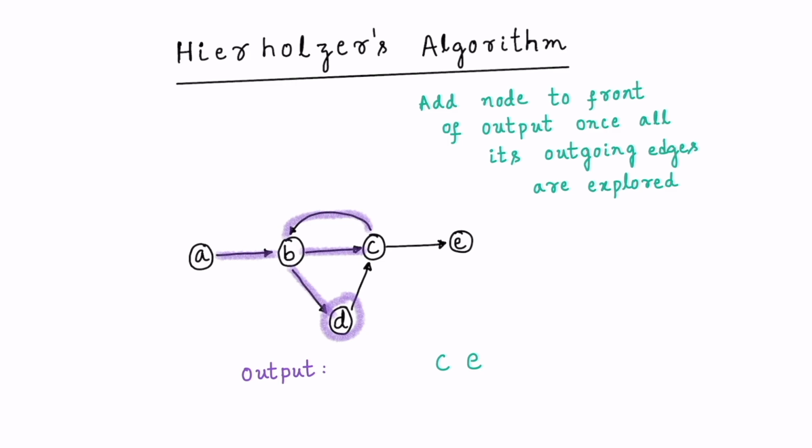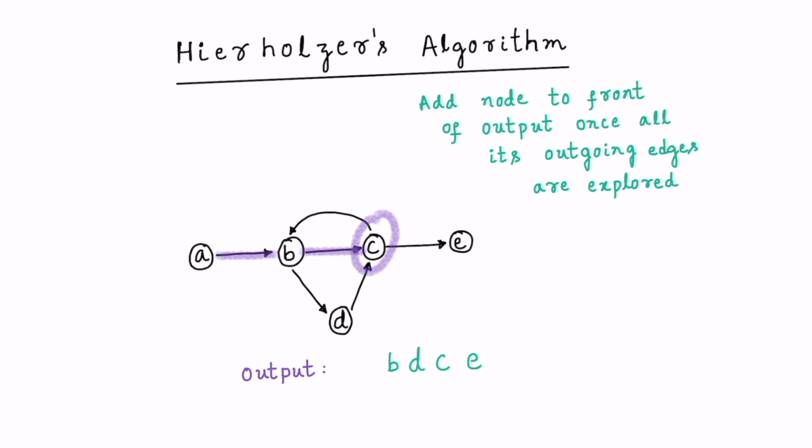I've added C to the output over here. From D, there are no more outgoing edges, so we backtrack to B and add D to the output. I've added D to the output over here. From B, there are no more outgoing edges, so we backtrack to C and add B to the output. I've added B to the output over here.